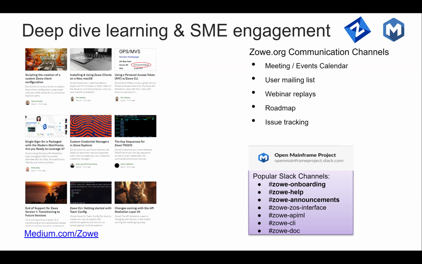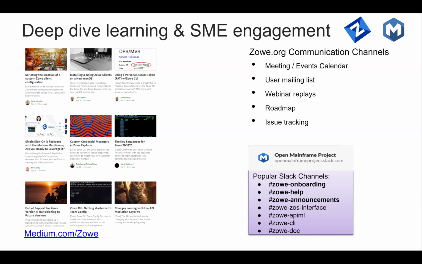We also just introduced categories of blogs. So if you go to medium.com/Zowe, right up at the top, you'll see various components, almost like tabs, and you can click on those tabs and narrow down your search, for example, into blogs related to Zowe Explorer for VS Code or Zowe API mediation layer, etc.